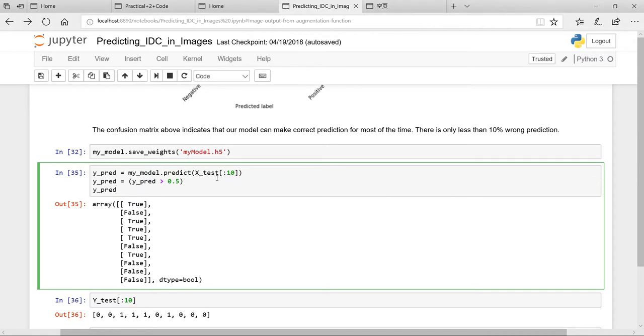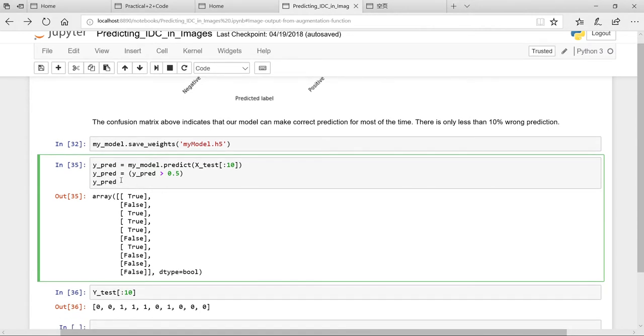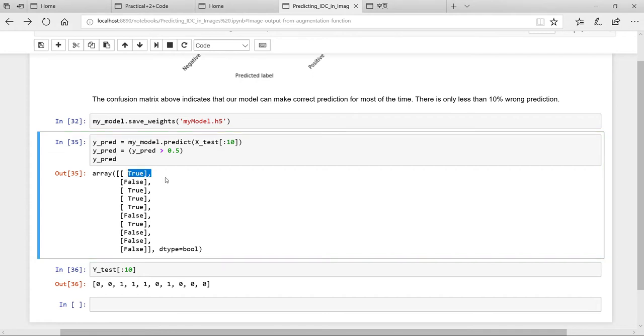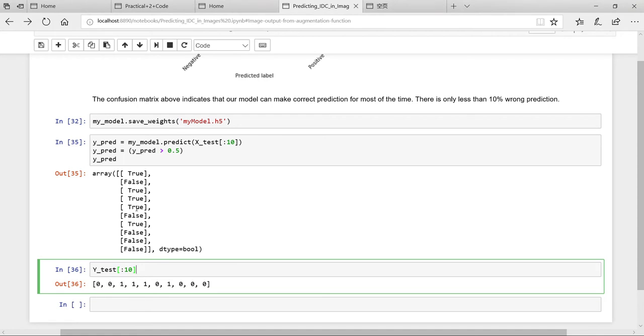We put the input set as a parameter to model.predict, and y_predict is the output of this method. So this is our output array. If it is true, that means this image is predicted as IDC positive. If it is false, that means this image is predicted as IDC negative. Comparing to the true labels, we can see that most of the images are predicted correctly.